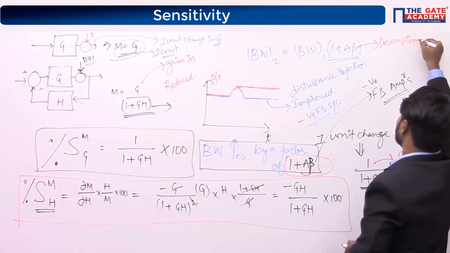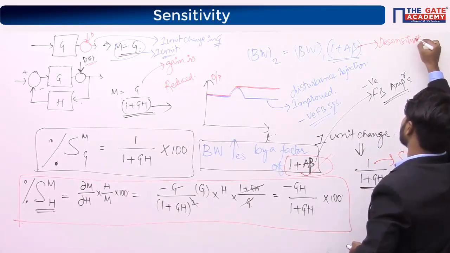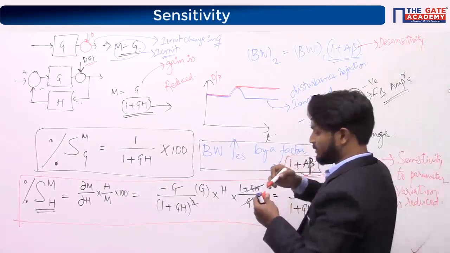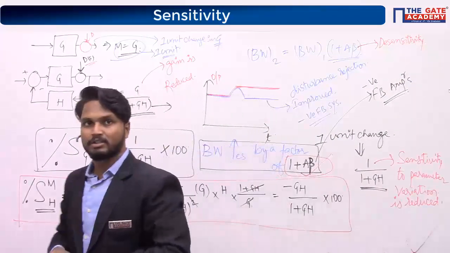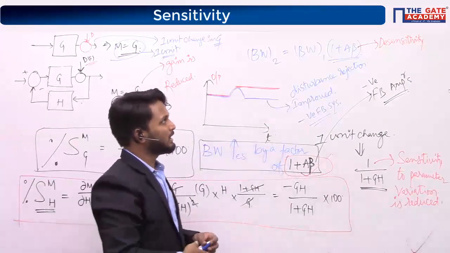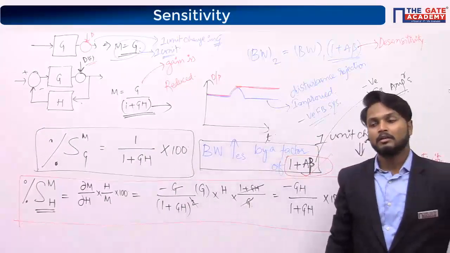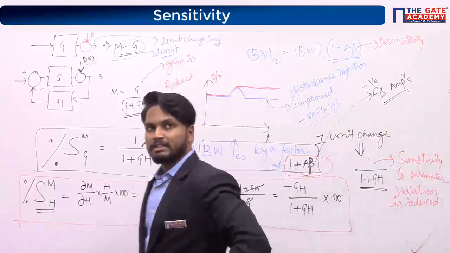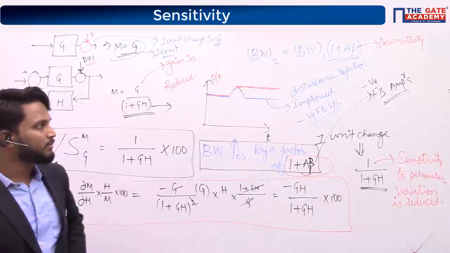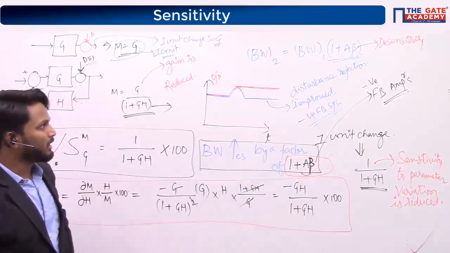It is called desensitivity just because 1 plus A beta is the reciprocal of your sensitivity, right? So is it clear about sensitivity? Right? Sensitivity, what does sensitivity do?